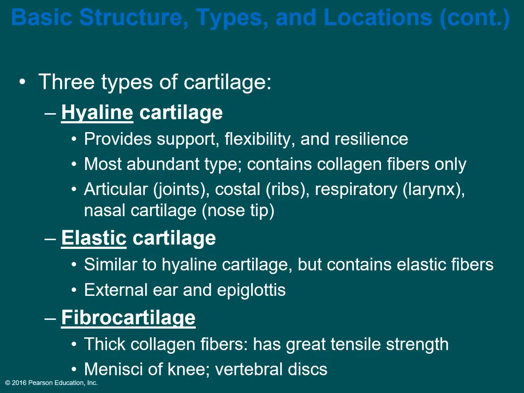Elastic cartilage is very similar, but it does contain elastic fibers instead of collagen fibers. Some examples of this would be your epiglottis and your external ear. Fibrocartilage contains very thick collagen fibers, which gives a lot of strength. Some examples would be in your knee joint, where you have menisci, which work kind of like a shock absorber. And then also the vertebral disc. That's the cartilage that's between each of your vertebrae.